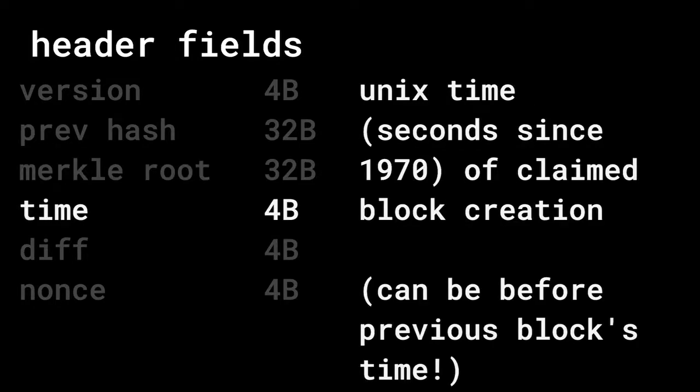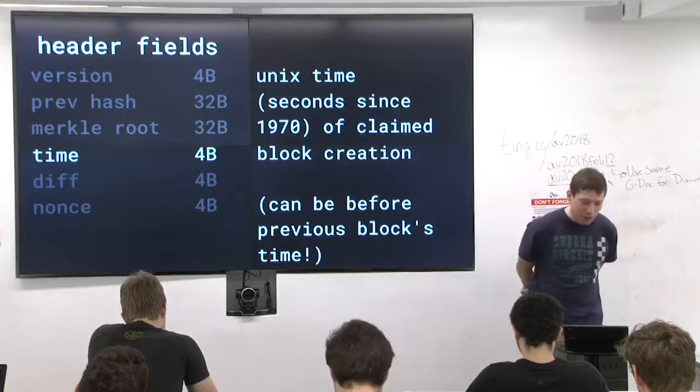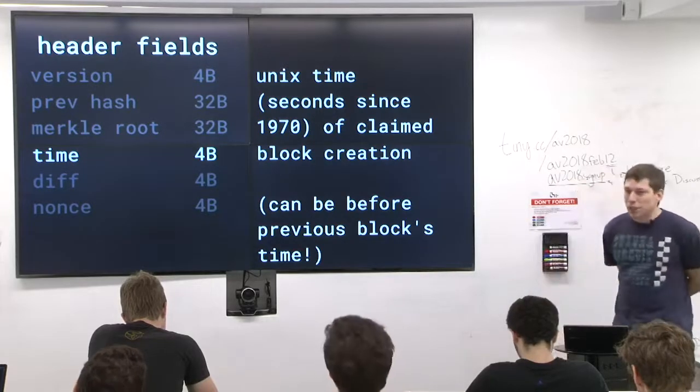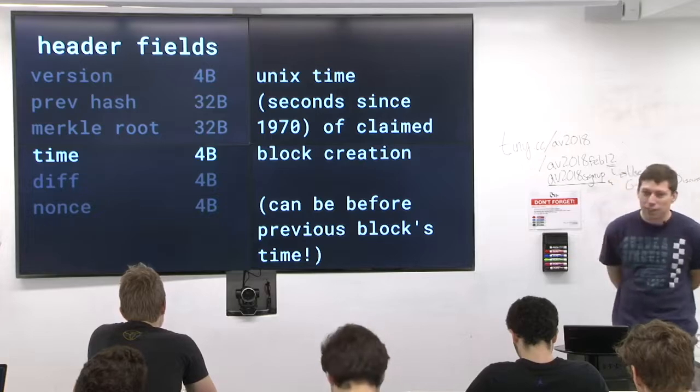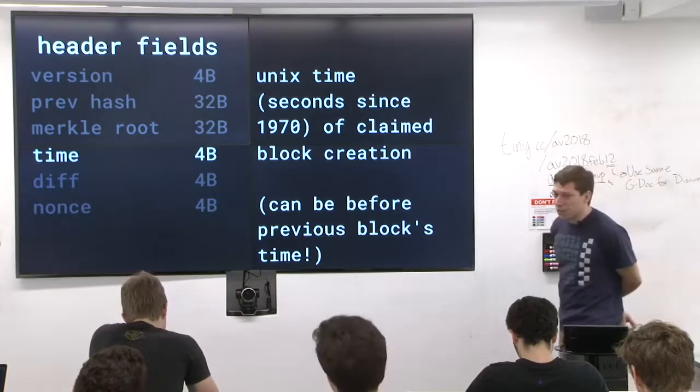Time, actually kind of complex. I'm not going to go into the whole thing right here. So far we haven't really talked about time. Does anyone know why we'd want time in these headers?